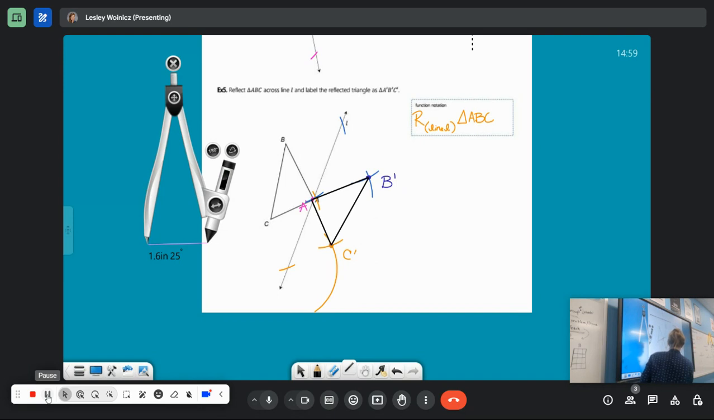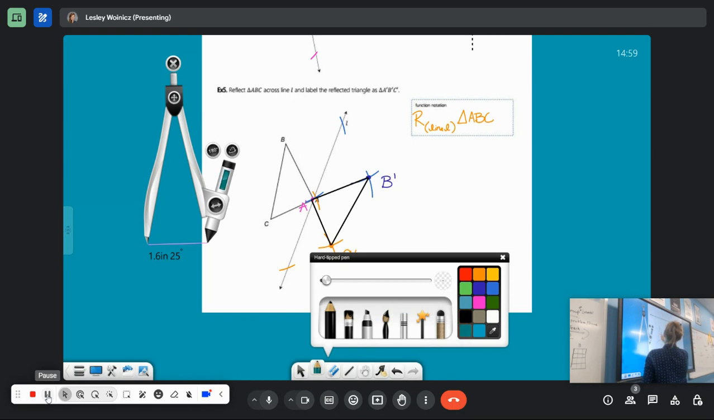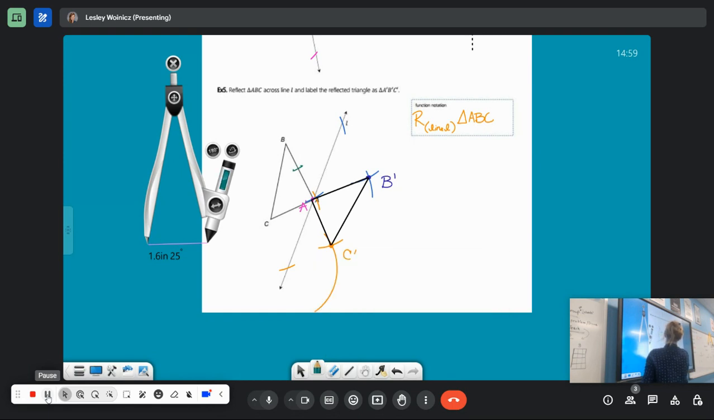So, what do we see? We have congruent segments. All of my sides of my figure should be congruent to their corresponding sides. Okay? My image should be congruent to my pre-image. Okay.